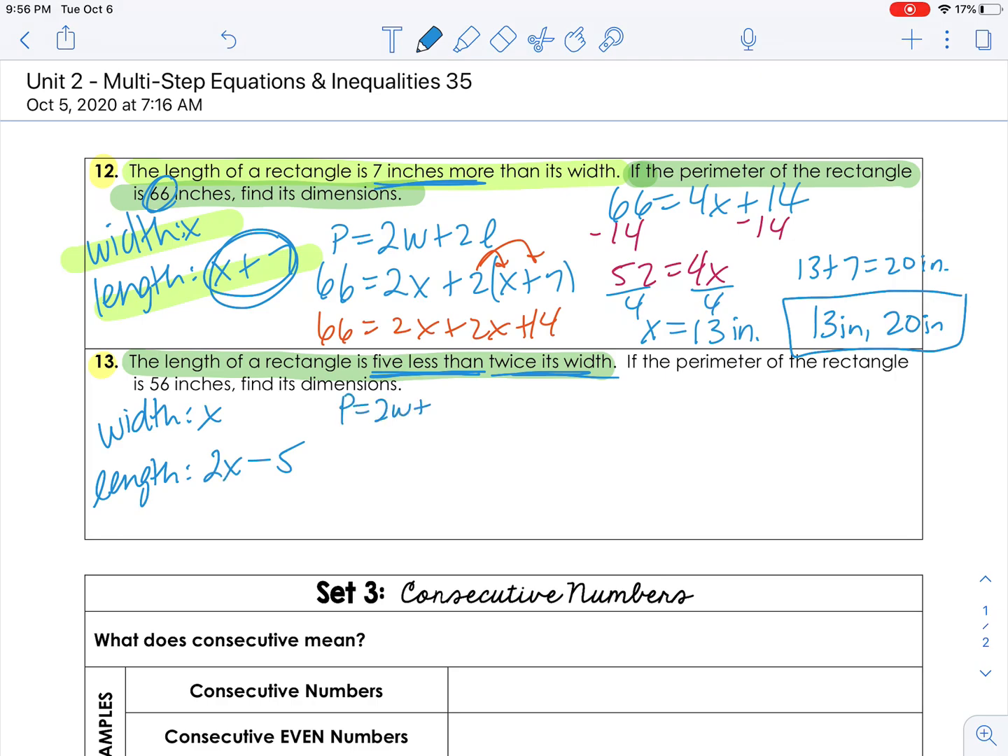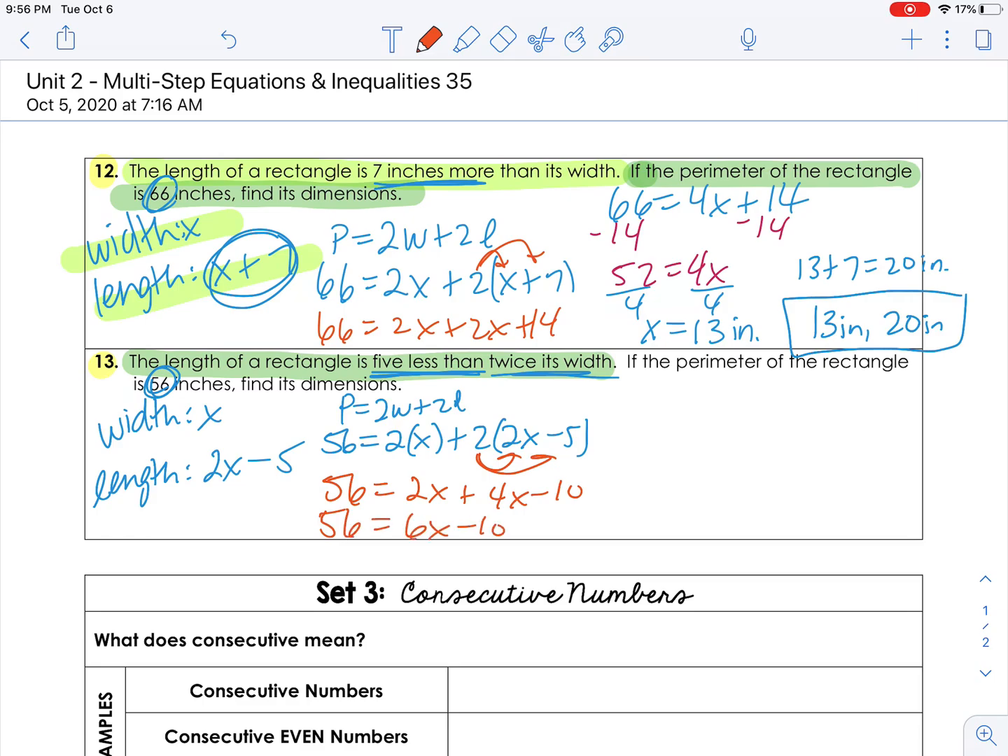So we need our formula. Perimeter this time is 56 inches, so 56 is going to go in for P. 2 times W. W is x plus 2 times L. L is 2x minus 5. Distribute the 2. 56 equals 2x plus 4x minus 10. Combine like terms. 2x plus 4x is 6x. From here, we need to add 10 to both sides.